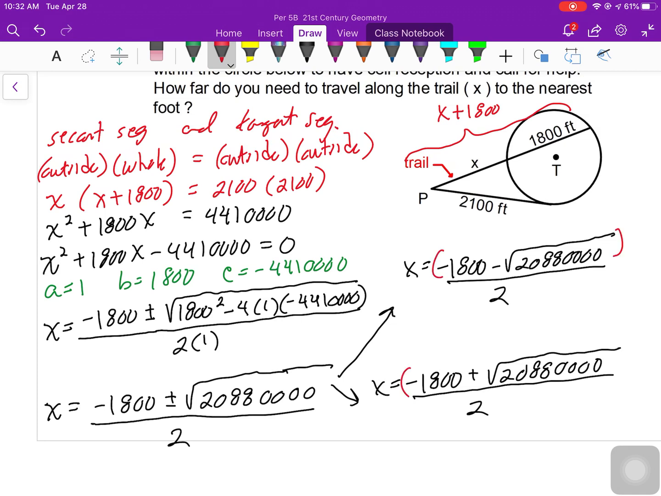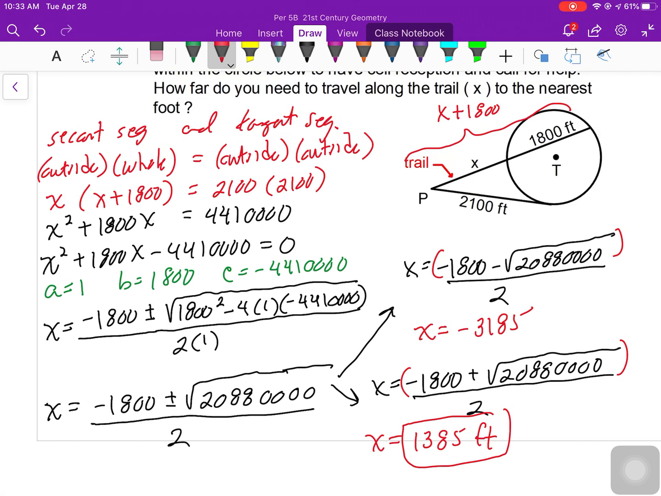When you do put this into your calculator, please remember to enclose the whole top in a parenthesis. That way the calculator will know all of that's divided by 2. It asks us to round to the nearest foot, so the nearest whole number. The top one, I'm afraid, is not going to work. The bottom one, however, comes up with 1,385 feet. So that is how far we have to travel along that trail.